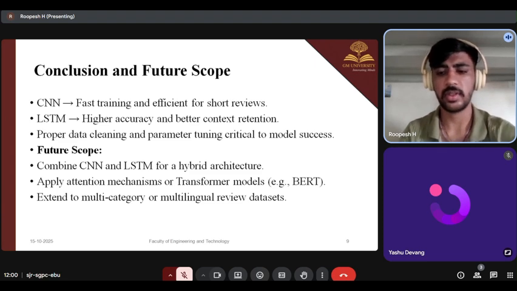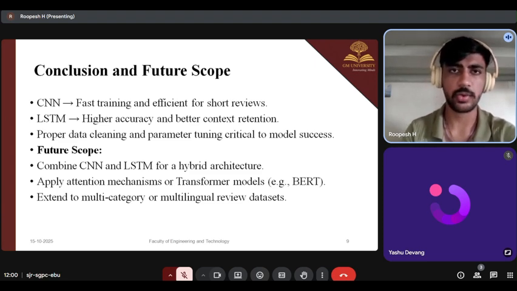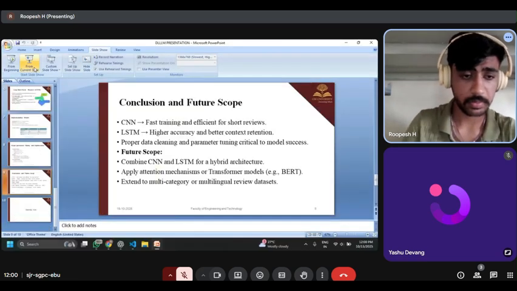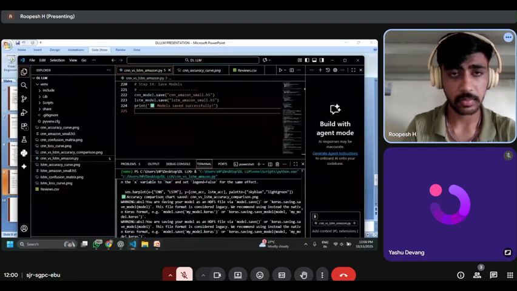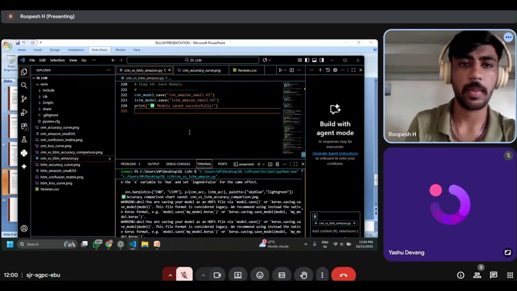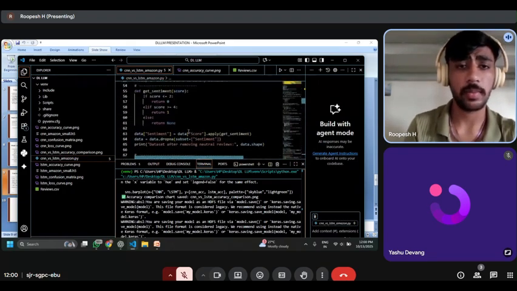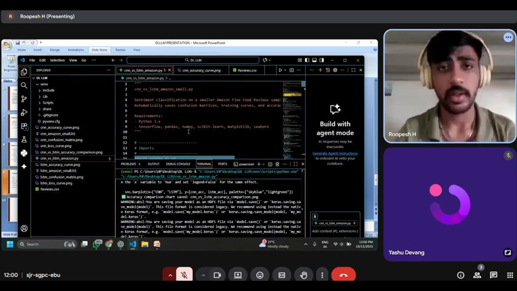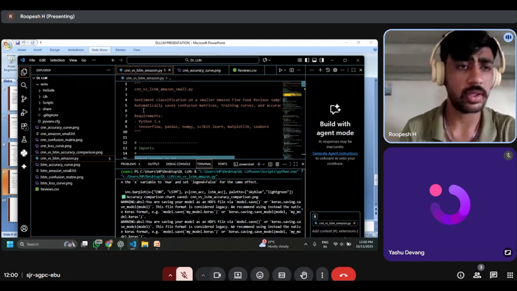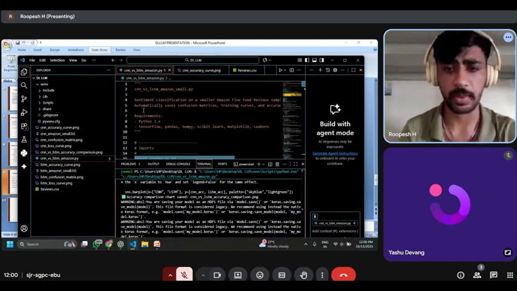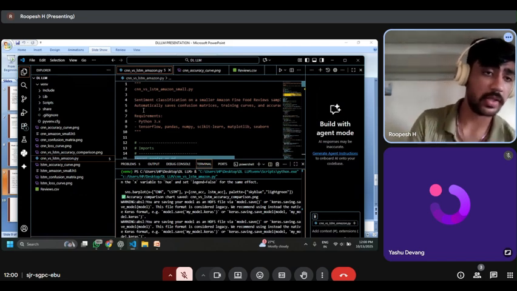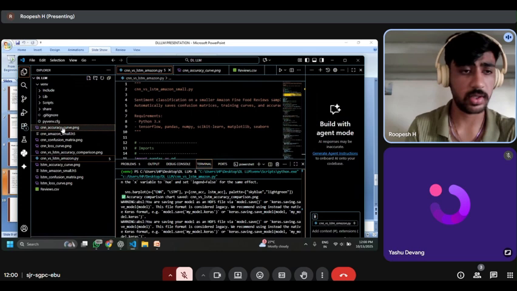So basically, this is my presentation. I'll be taking you through the code which I have run over here. So basically, this is the code. I have used Python code for comparison of CNN and LSTM. I have made the code in such a way that after training the model, I'll get the images of the results over here itself.